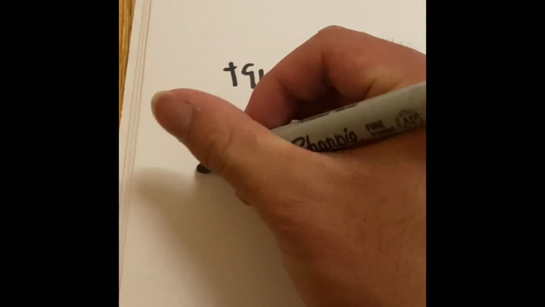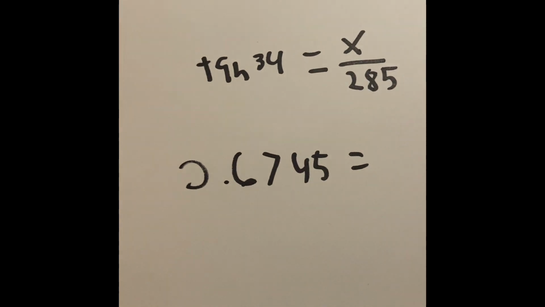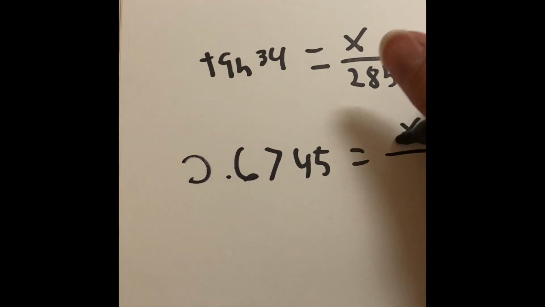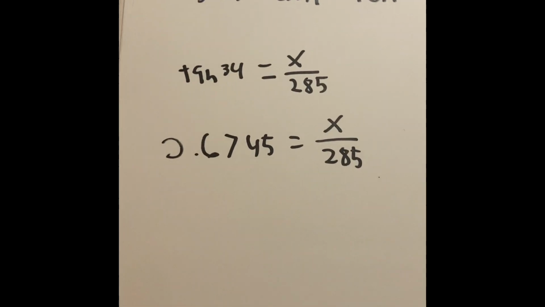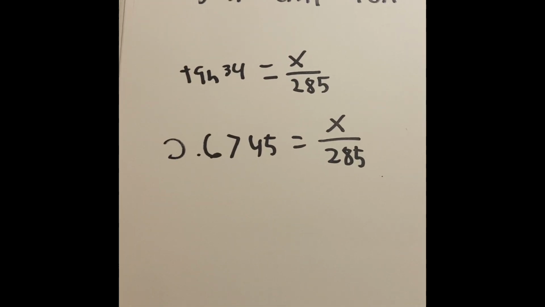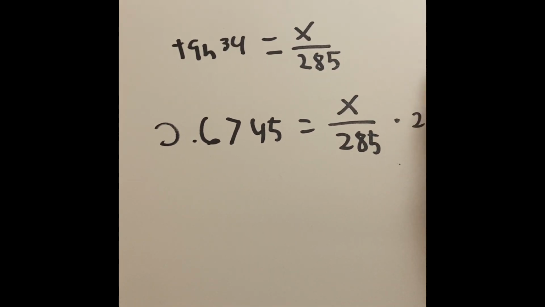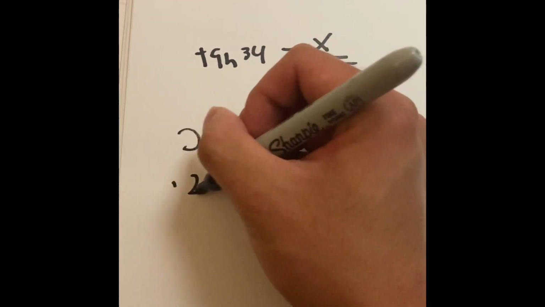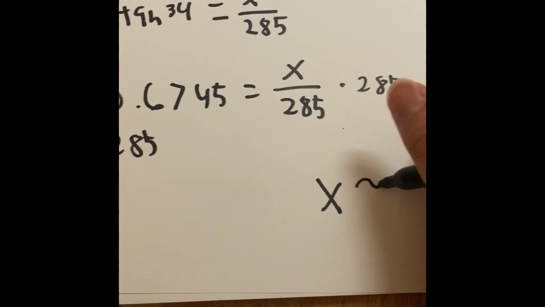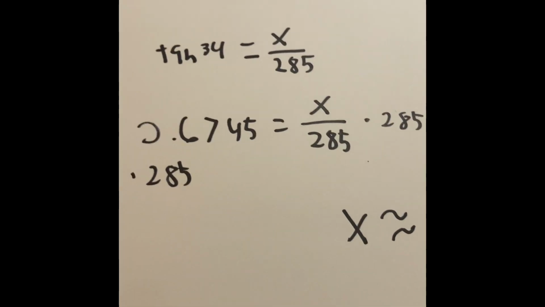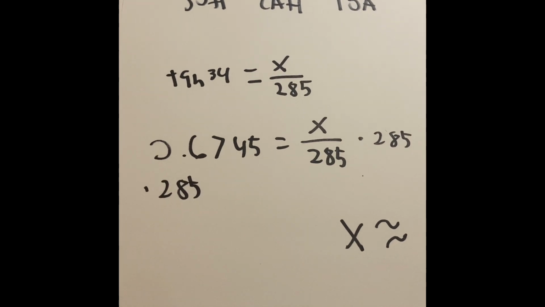So we're going to say 0.6745 is going to equal x over 285. So what are we going to do next? Well, what we have to do is multiply this side by 285 and multiply this side by 285, and we are going to get our x. But x is going to be around, because remember, doing SOHCAHTOA and trigonometry is not 100% accurate.